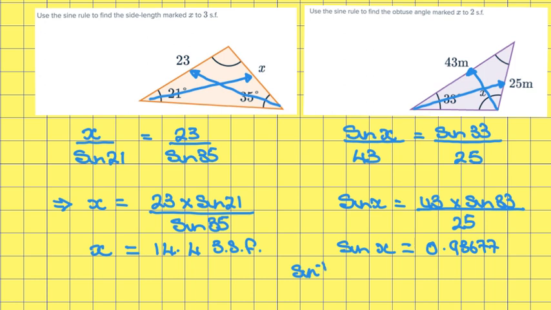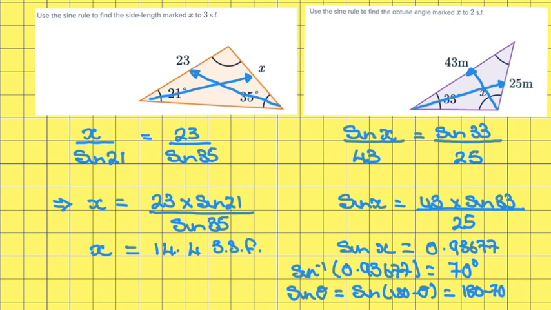So we now have to find the angle. So we want sine to the minus 1 of 0.93677, which is equal to 70 degrees. But it asks us for the obtuse angle. Right, in sine, we know, or you will know later on, that sine theta is equal to sine 180 minus theta. So therefore, we've got 180 minus 70, which is 110 degrees. So our angle is 110 degrees, and that will fit because 110 plus 33 is equal to 143, so it doesn't go over 180, so it will fit. So the obtuse angle that we want is 110 degrees.